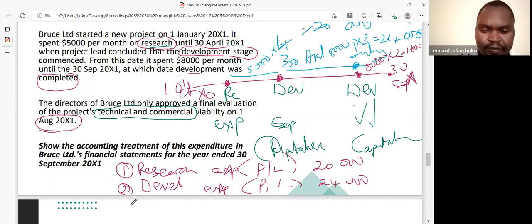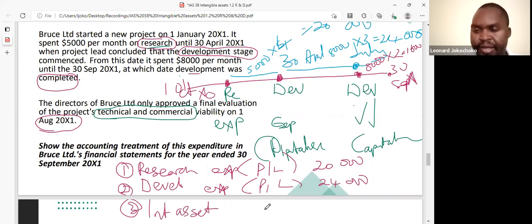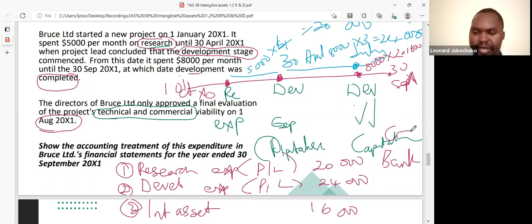Then the final item, I capitalize an intangible asset. Because it has been capitalized, it's now an asset. I debit intangible asset. The amount is $16,000. Credit bank, with the same figures: credit bank by 20, credit bank by 24, credit bank by 16. You can as well say credit bank by 60,000. So that shows the accounting treatment of this expenditure in Bros Limited's financial statement.